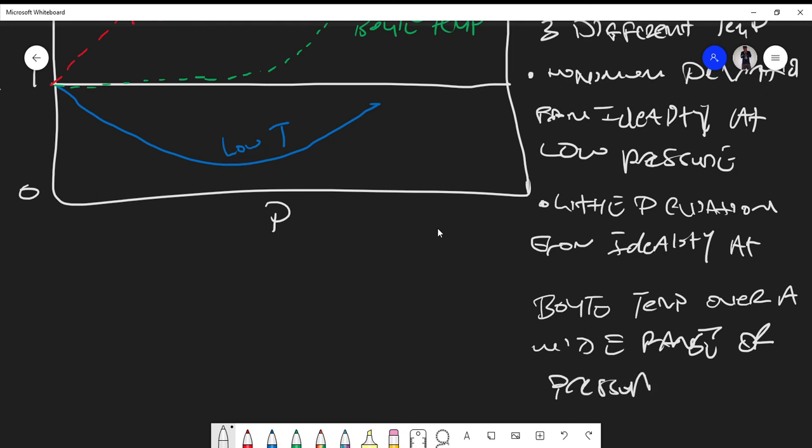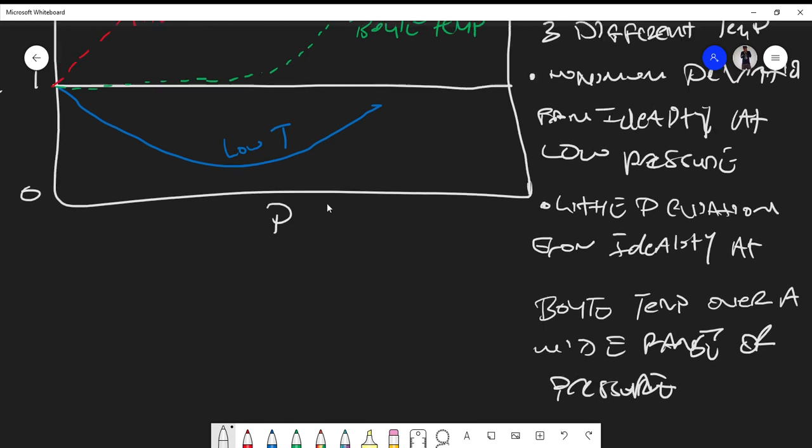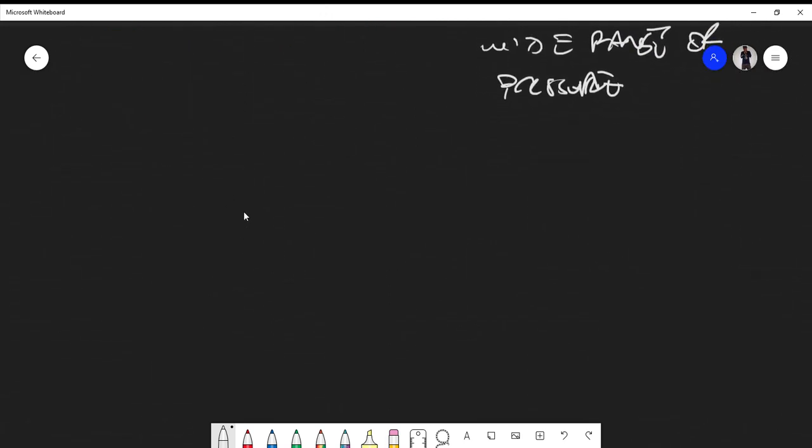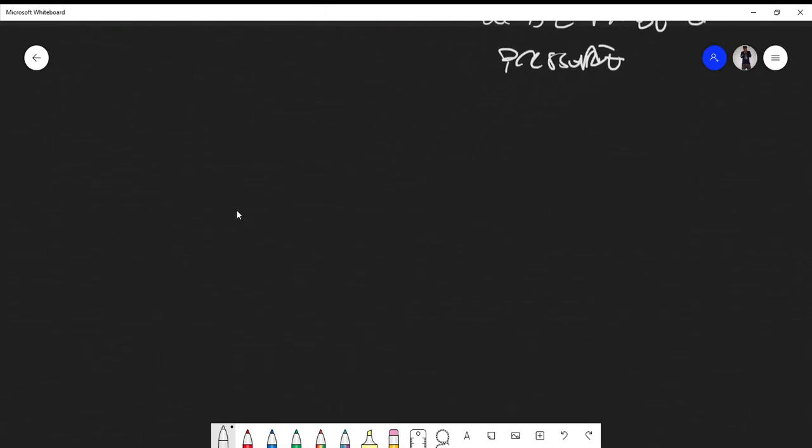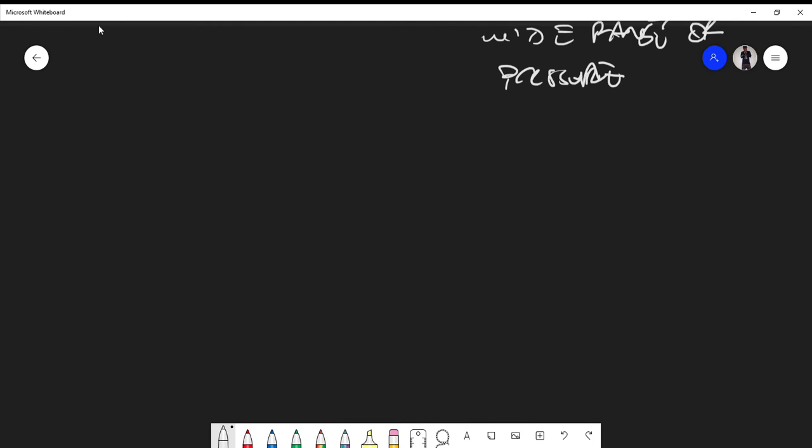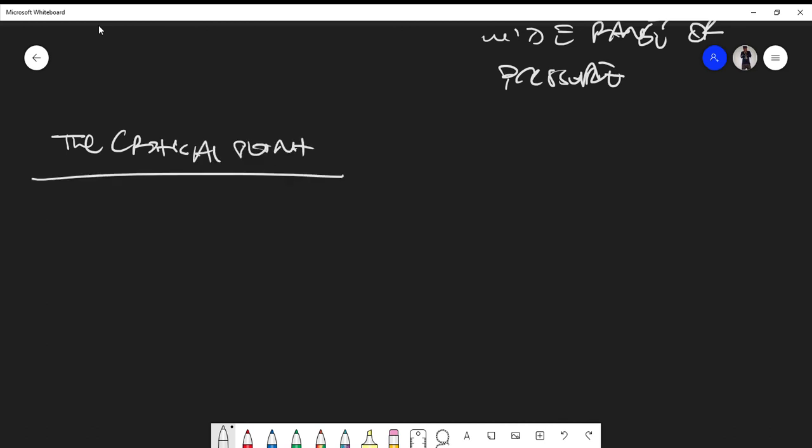Right? So these are my comments on the graph that we have above. Now let's transition to what we call the critical point, and you may have seen this in your General Chemistry 2 lectures, but we're going to talk about the critical point. How does a critical point look on a graph? Let's graph it.